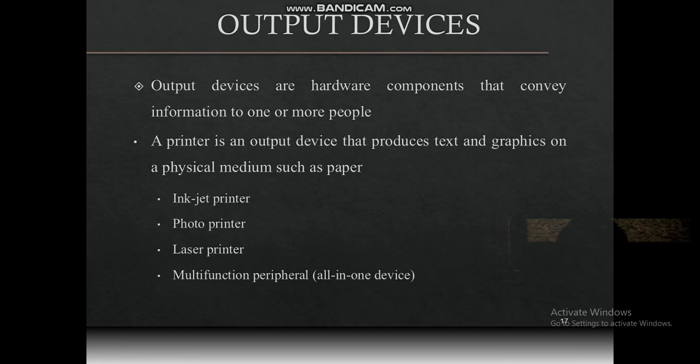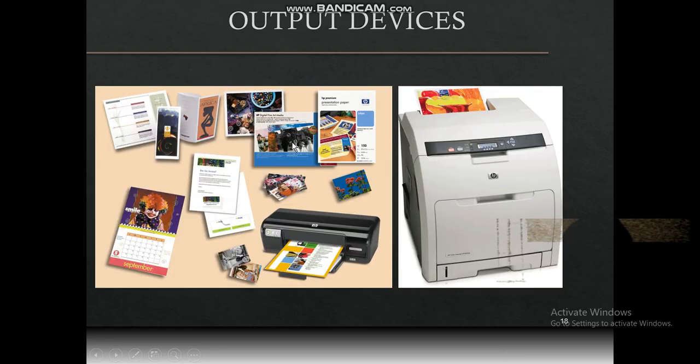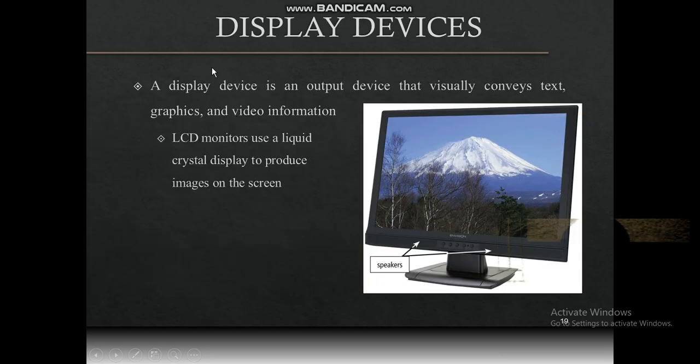Maybe you have an inkjet printer, or a photo printer, or a laser printer, or a multifunctional printer. We also have the all-in-one printer that performs all these activities at once. This is an example of the kind of printer that prints pictures and also color. This is a typical example of how they print those papers that you finish designing or typing inside your computer system.